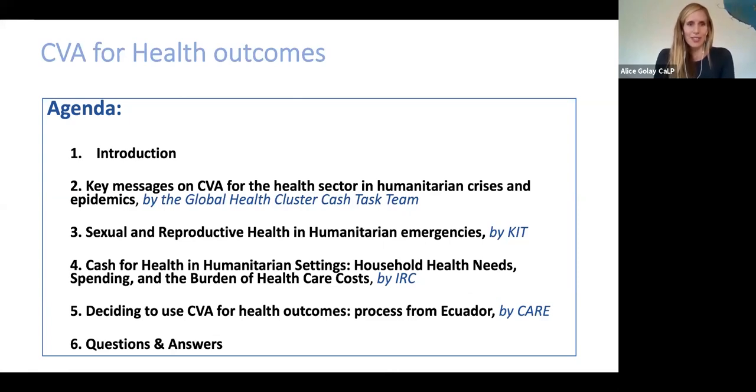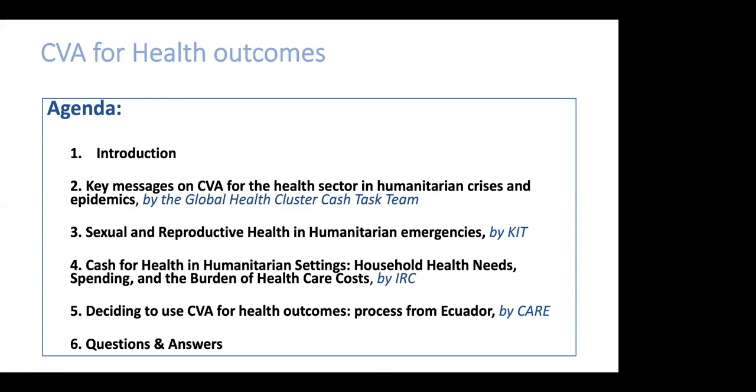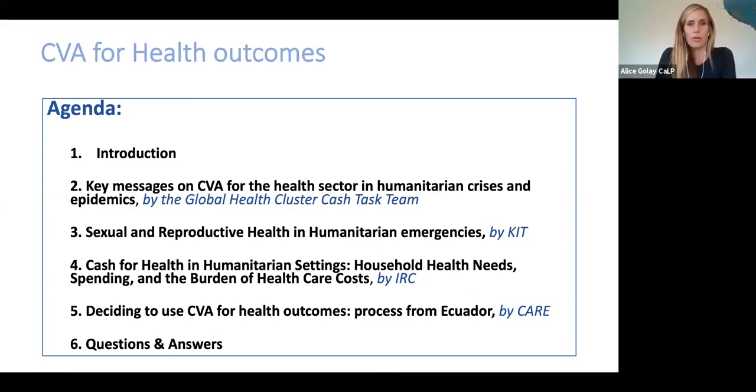So we'll have 4 presentations today, and then time for question and answers. The first presentation will be an overview by Andre from the Global Health Cluster. Then we'll dive into the specifics of use of cash and vouchers for sexual and reproductive health in humanitarian emergencies with Fernando from KIT. Then we'll look into more details on household health needs spending and the burden of healthcare costs with Sana from IRC. And the last presentation will be on deciding how to use cash and voucher assistance for health outcomes, with an example from Ecuador by Holly from CARE.